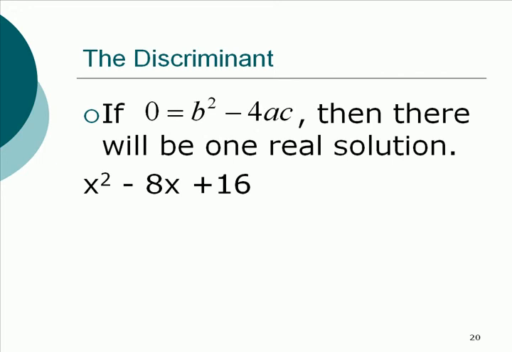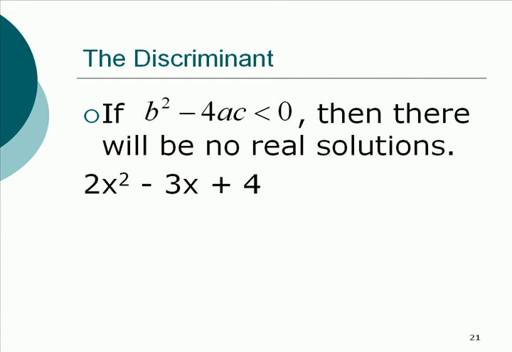Okay, and finally, the last case that can happen is if it's less than 0. If b squared minus 4ac, the discriminant, turns out to be a negative number, then you'll have no real solutions.